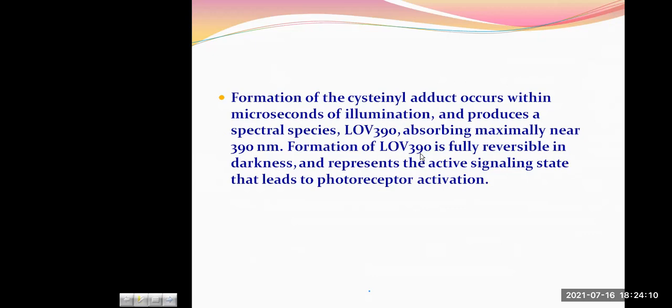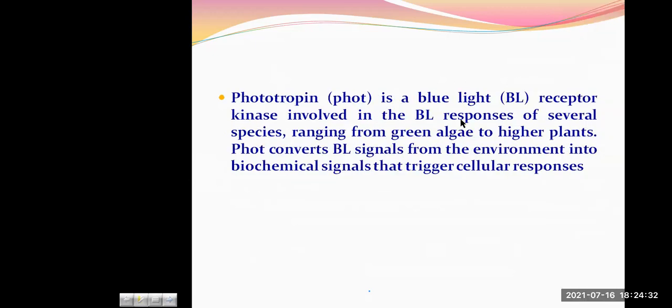LOV390 is fully reversible in darkness, that is, it reverts back to its original form, and it represents the active signaling state. This is the actual state responsible for photoreceptor activation, the final process of phototropin. Phototropin is a blue light receptor kinase. Phototropins are kinases, that is, they have the ability to add phosphate groups, they undergo autophosphorylation, and they are involved in blue light responses of several species.